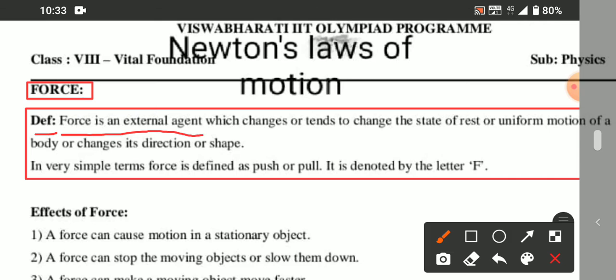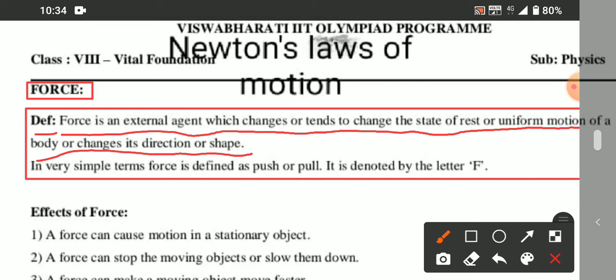A force is an external agent which changes or tends to change the state of rest or uniform motion of a body, or changes its direction or shape. In very simple terms, force is defined as pull or push. It is denoted by the letter F. In an easier way, force is defined as pull or push. So I will say a simple definition for force. Wait a minute, I will write.